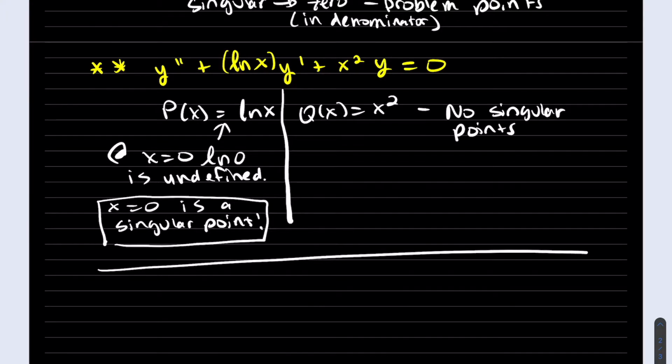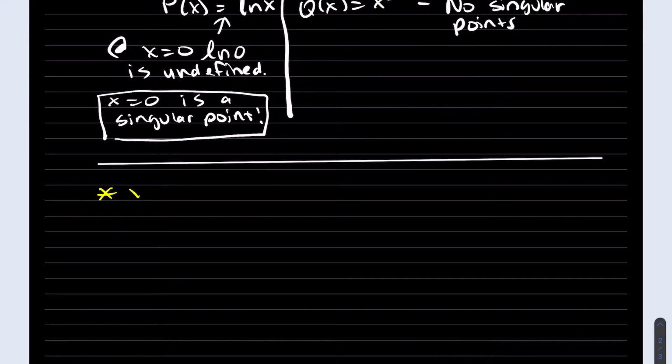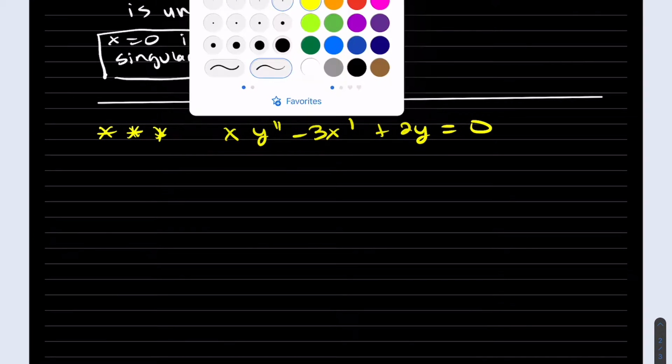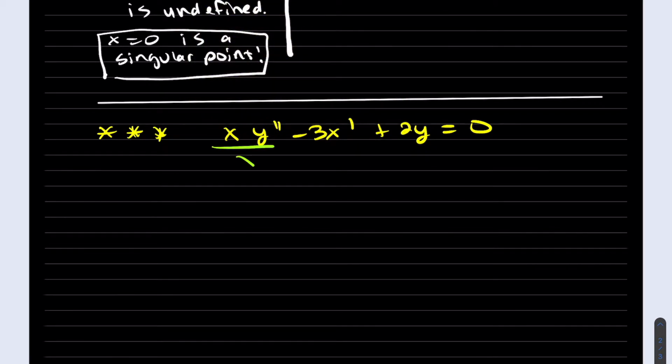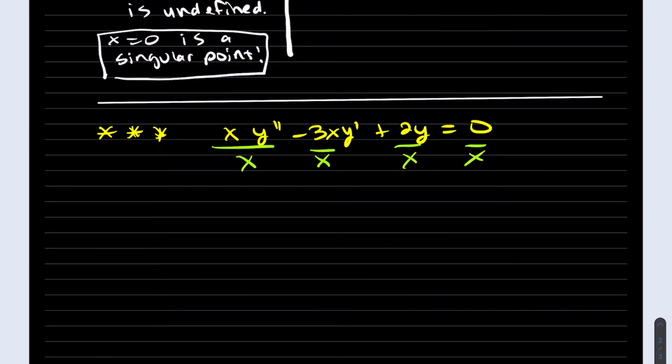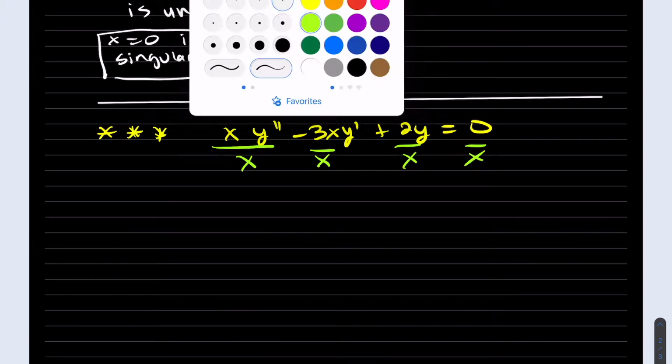Going on to the third example. In this form, there's no problem. There's nothing that makes the denominator undefined, but we do realize that this is not the right form. So I divide each term, each side actually, of the equation by x. Whoops, I forgot my y prime. And I get the cleaned up equation.